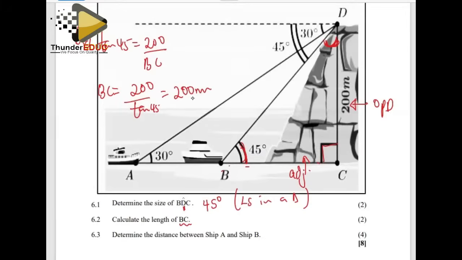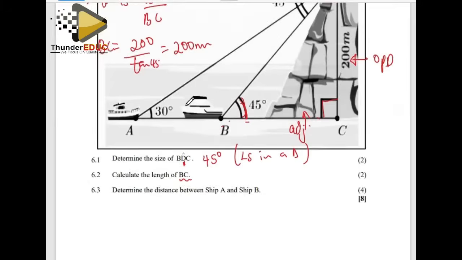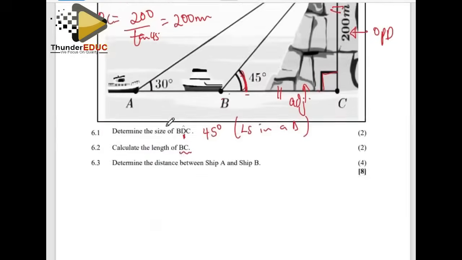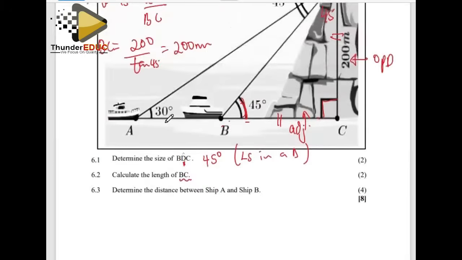meters. All right. And then someone could also have seen this, that if this is a 45, then this is an isosceles triangle. If this is a 200, automatically this must also be a 200. Okay, then determine the distance between ship A and ship B. Okay, so they want us to get that distance. But if this is a 200, we need to find the distance AC.